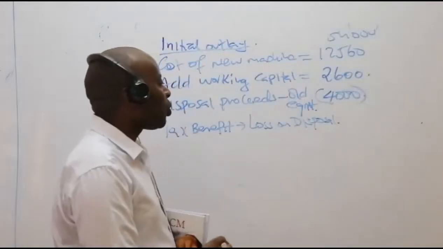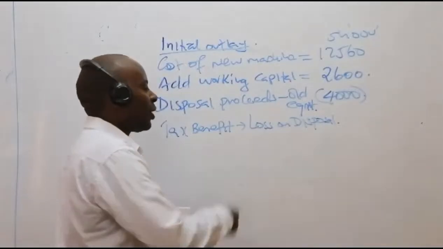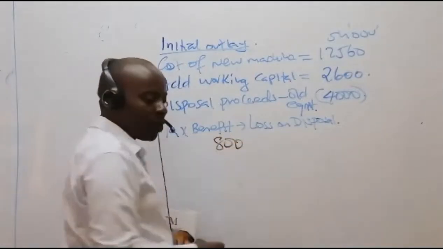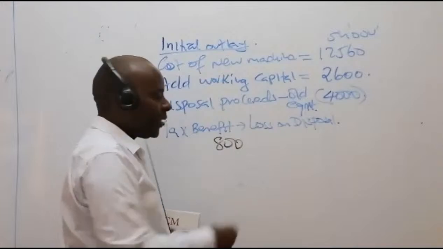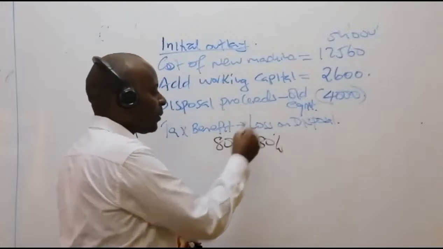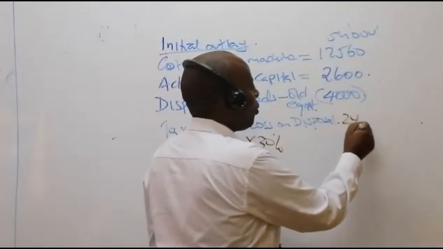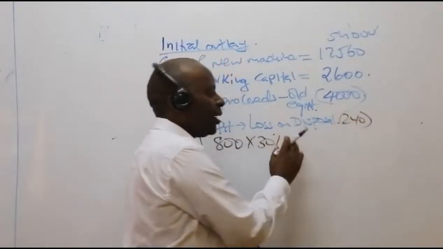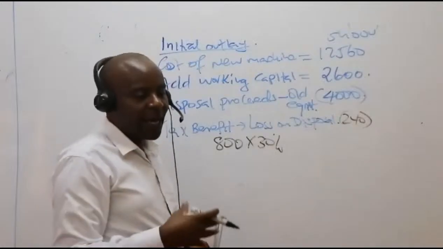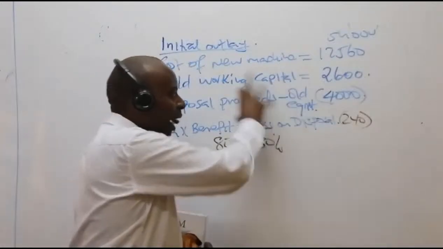Remember, you were the ones who told me that our loss on disposal is 800. So 800 times what? Times 30%. So 800 times 30% gives us what? 240. Because it's a benefit, it has to be taken as a negative, because we are putting these figures in a cost statement.